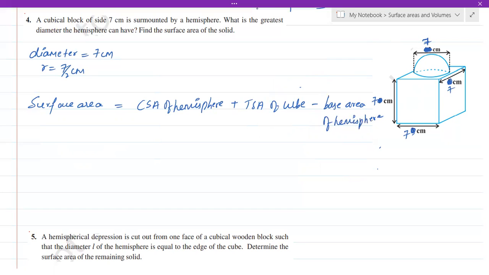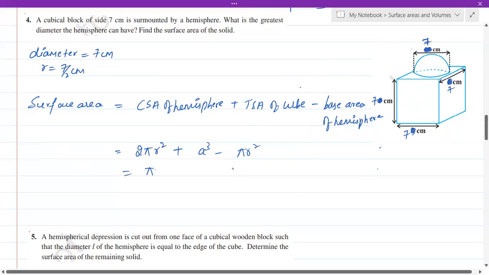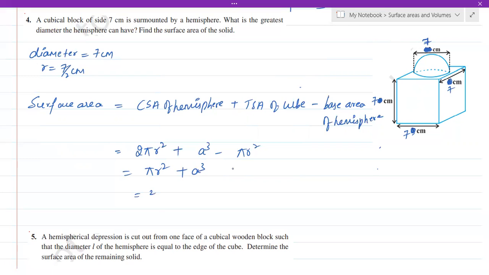That's it. Okay, what is CSA of hemisphere? It is given by 2 pi r square, isn't it? Plus TSA of a cube is a cube minus base area. Base is a circle shape, so it is pi r square. So 2 pi r square minus pi r square gives you pi r square plus a cube. So what is the value of pi? It is 22 by 7 and radius is 7 by 2. Okay, 7 by 2 the whole square plus a cube. A cube is 7 cube.